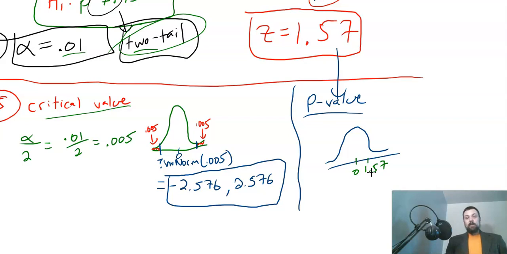So for 1.57, it's closer to the right tail than it is to the left tail. So I want to find the area to the right. I want to find the area in that right tail. So I'm looking for that area right there. And to do that, I will use normal CDF because we're using the normal distribution. The lower bound there is 1.57.